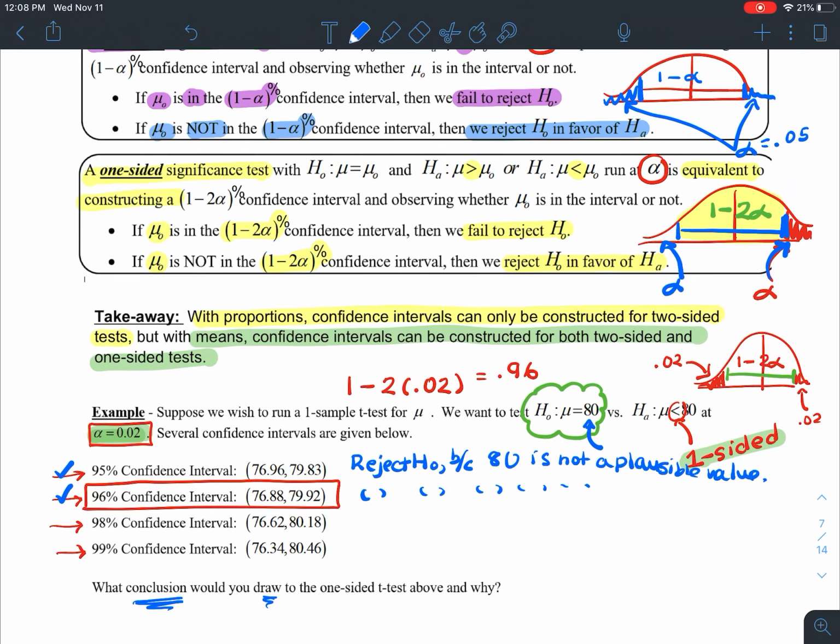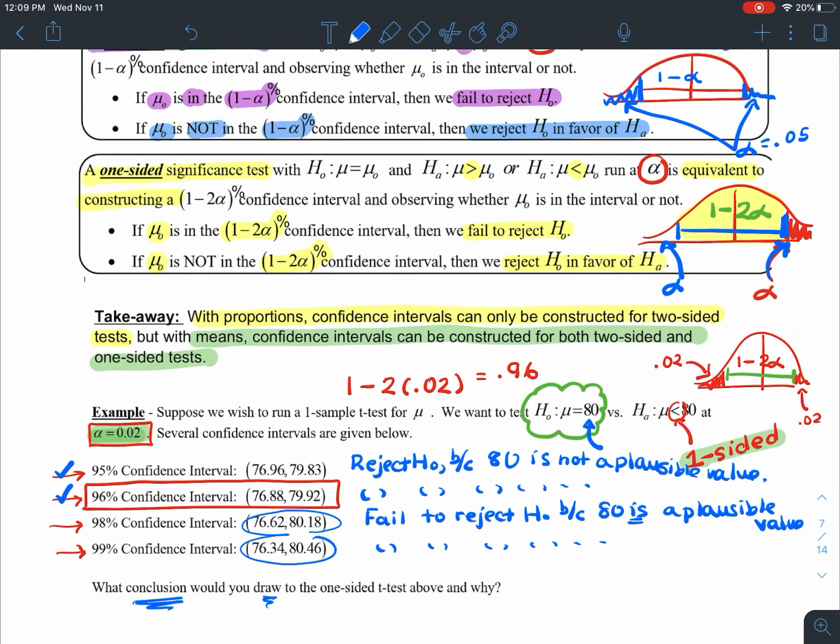Okay, now you can see for the third and fourth one, 80 is a plausible value in those confidence intervals. So since it's a plausible value, my conclusion would be, if I were doing a sig test representative of the same confidence interval, that I would fail to reject the null hypothesis, and my reason is because 80 is a plausible value. Okay, and I'm just going to use ditto marks here because it would be the exact same conclusion for that confidence interval as well.